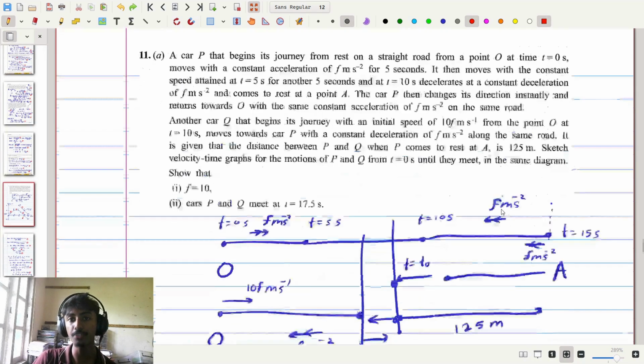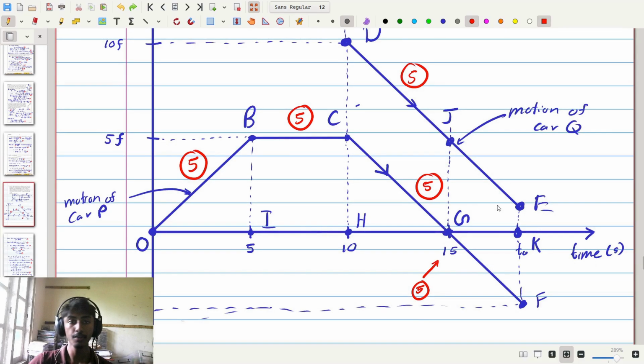So at the start of the question, when you draw the velocity time graph, for the first part of the graph from 0 seconds up to 5 seconds, if you draw it correctly, you get 5 marks. After that, when you mark the velocity as 5f and mark the flat line from 5 seconds to 10 seconds of the motion of car P, like so, you get another 5 marks. And finally, when you mark the deceleration of car P like this and the instant change of direction like so with a single straight line, you get another 5 marks.